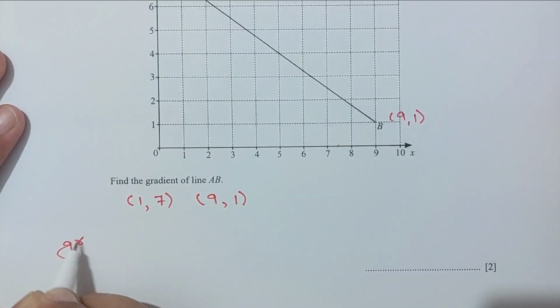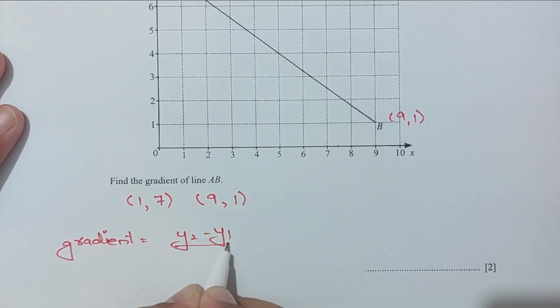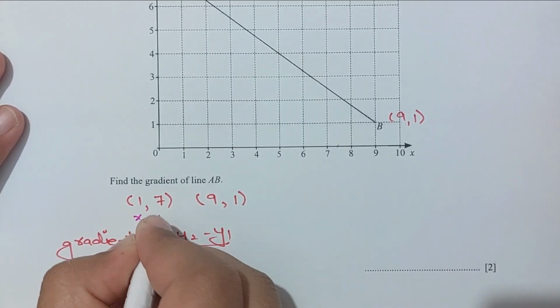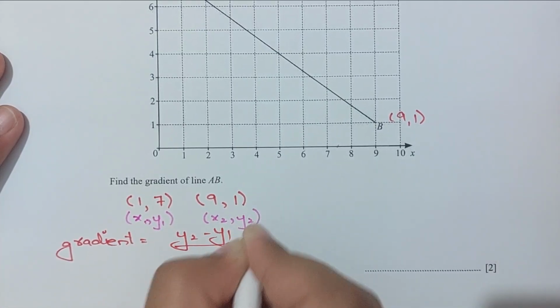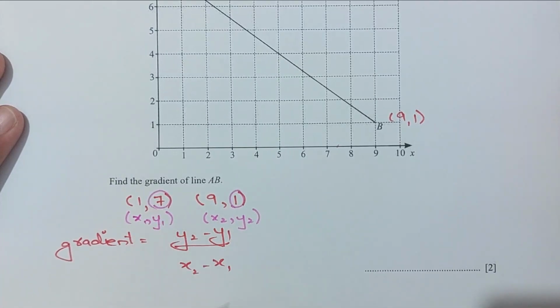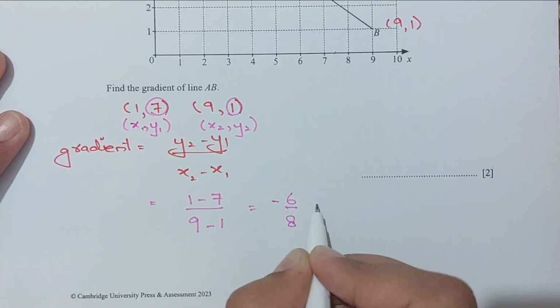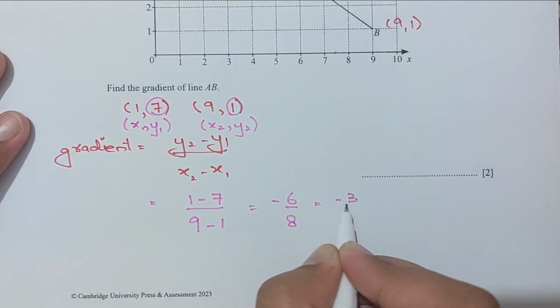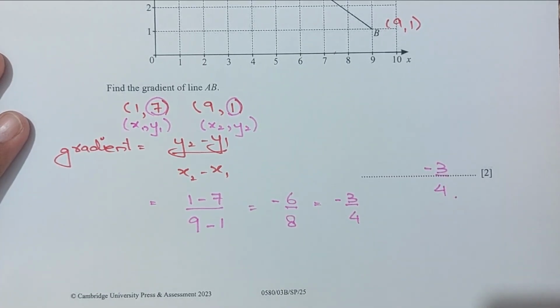So the gradient has a formula: y2 minus y1 over x2 minus x1. Okay, so this is my x1, y1, this is my x2 and y2. y2 minus y1, this implies 1 minus 7 over x2 minus x1, 9 minus 1. 1 take away 7 is negative 6. 9 take away 1 would be 8. 2 times 3 is 6, 2 times 4 is 8, so minus 3 by 4. This would be the gradient for the line AB.